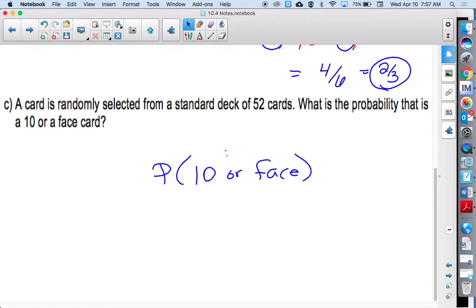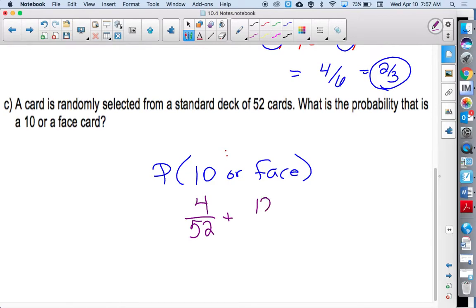Odette, how many 10s are there? 4. So we have 4 10s. How about face cards? 12. A 10 is not a face card, it's a 10. So the face cards are just your jack, your queen, and your king. So Odette, if we add those together, we get 16/52 or 4/13.